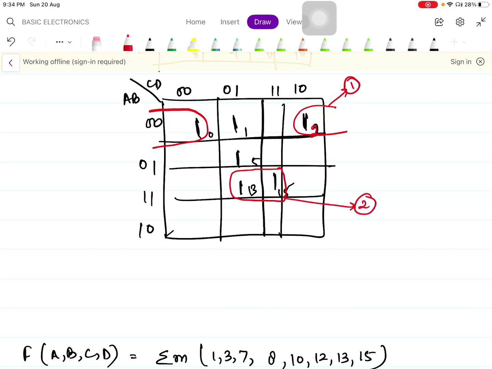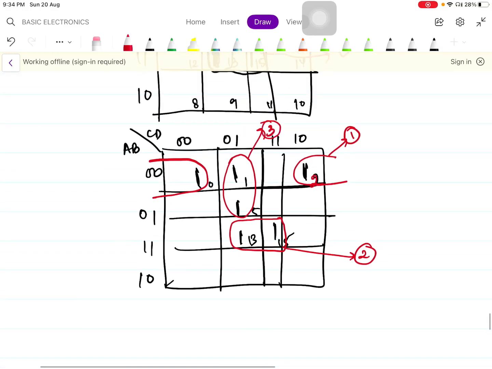Now we have to only bother for the ones that are left outside the groups, which are cell number 1 and 5. So let's make their group and group both of them. So this is the third group. So these are the final answers.